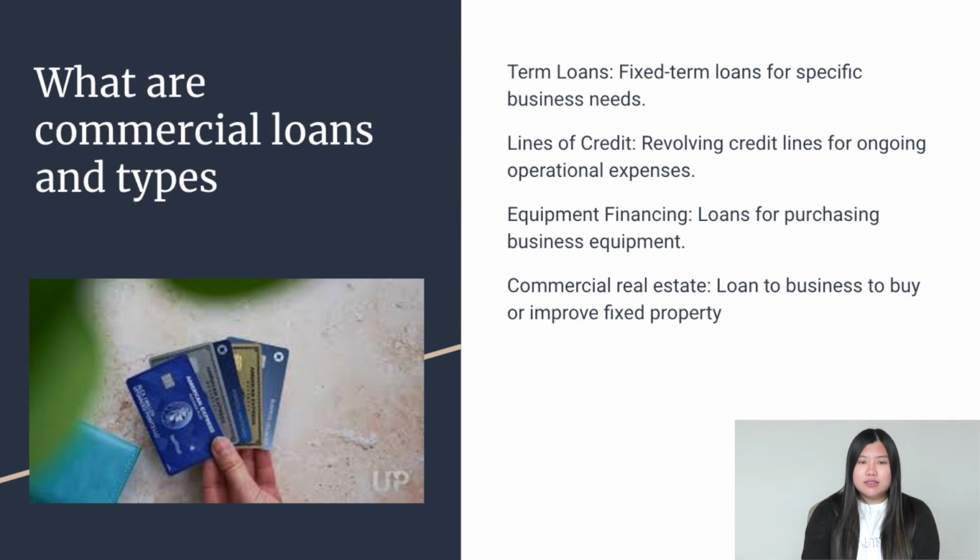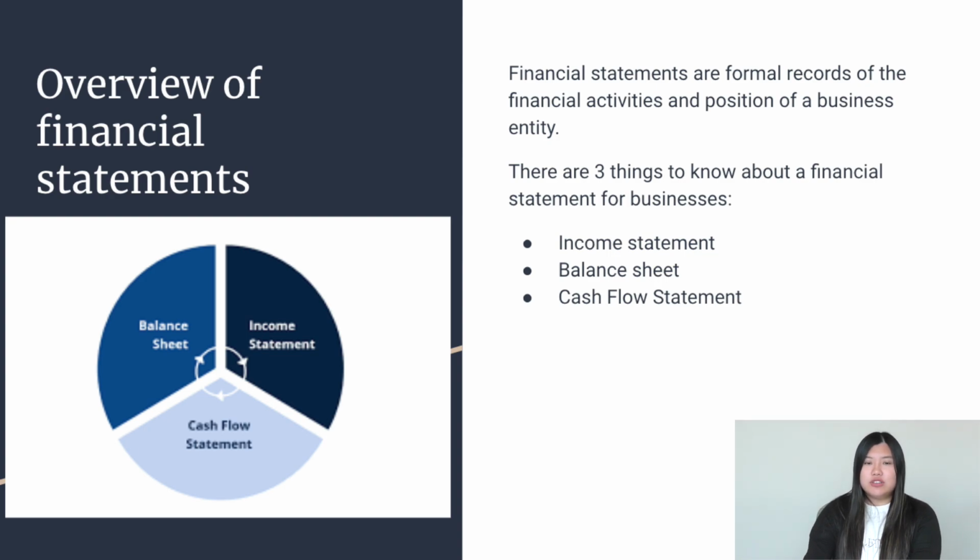The second type of loan would be lines of credit, as in revolving credit lines for ongoing operational expenses. The third is equipment financing, as in loans for purchasing business equipment. And the last is commercial real estate, as in loans to businesses to buy or improve fixed property. There are 3 things to know about a financial statement for business: 1, income statements, 2, balance sheets, and 3, cash flow statements.